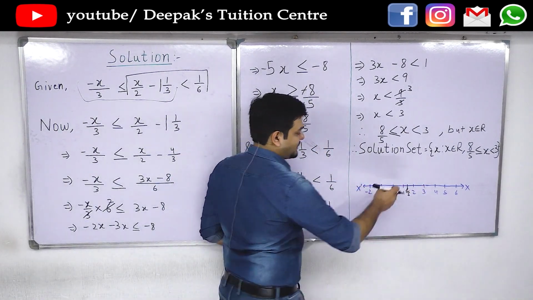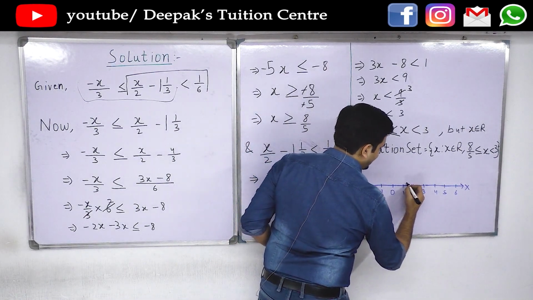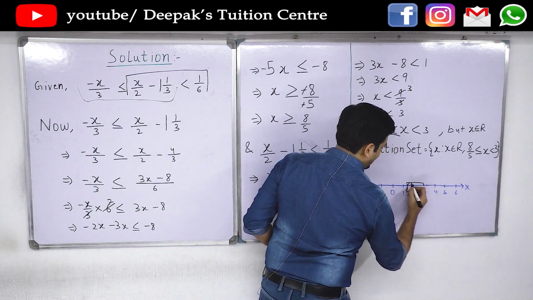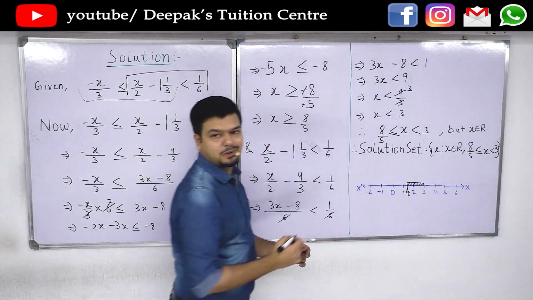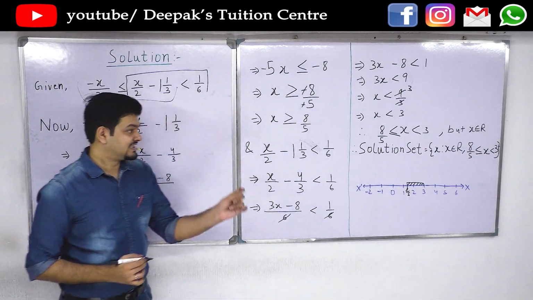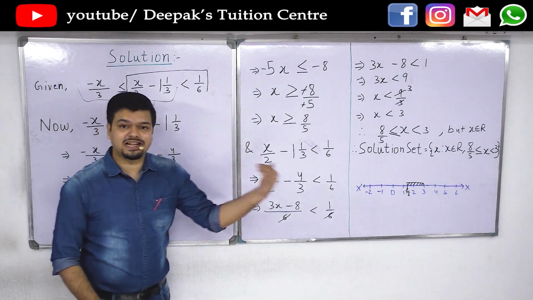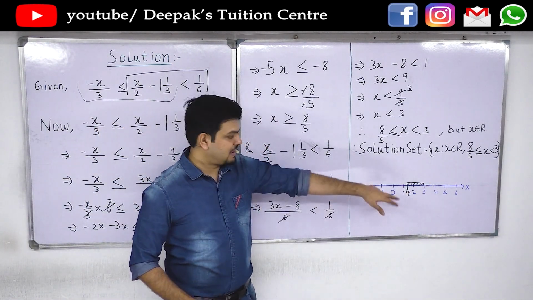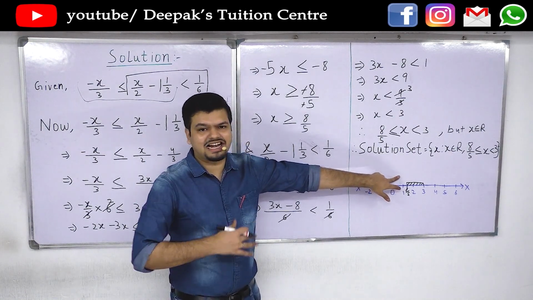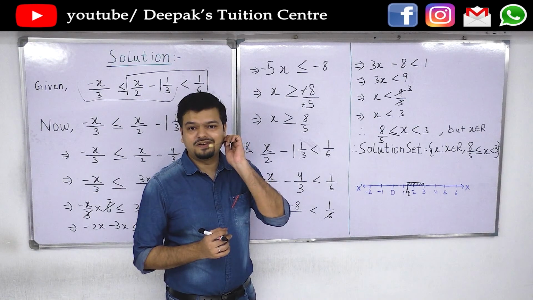So here we need to shade everything from 8 by 5 till 3. So I draw a line here pointing out that every number between 8 by 5 and 3 is included. But since we already know that 8 by 5 should also be included and 3 must not be included, we need something to differentiate this. Because here anybody can think either 8 by 5 and 3 both are not included or both are included. So how do we do that?